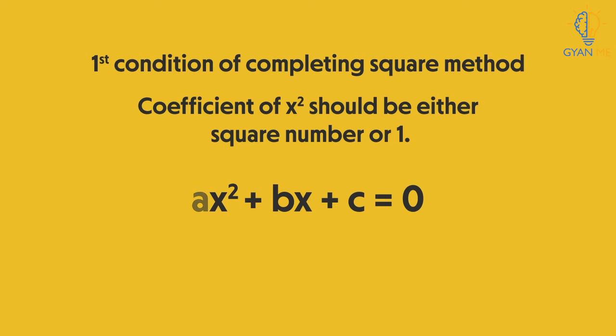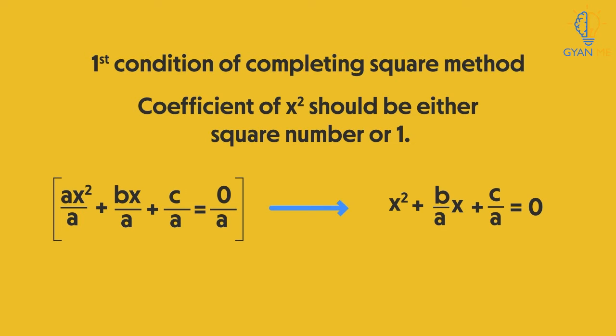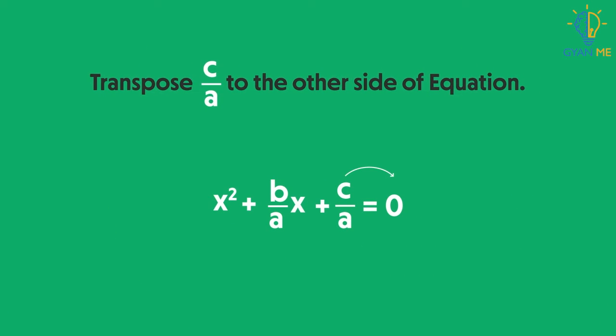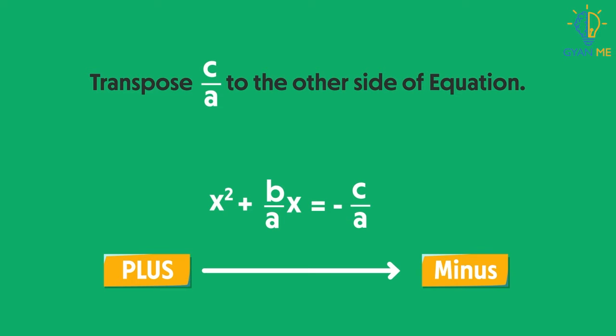Suppose we know coefficient is 2, 3, 5, then we can make it a perfect square number by multiplying it with a suitable number. But here, since we don't know what a is, we divide it to make it 1. And after dividing the quadratic equation by a, we get a new equation x square plus b by a x plus c by a equal to 0. Now students, transpose c by a to the other side of the equation and we get x square plus b by a x equal to minus c by a. We have changed the sign of c by a from plus to minus since we have changed the side.